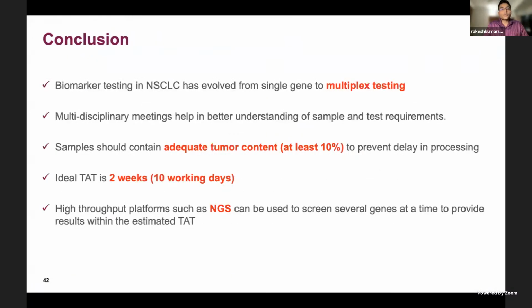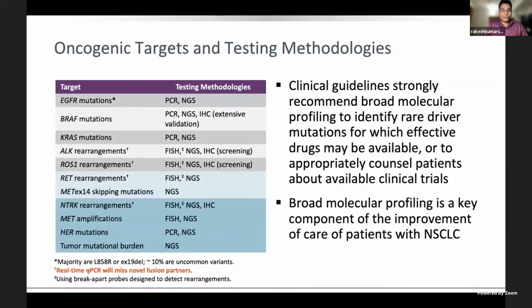So in conclusion, biomarker testing should be recommended in every lung cancer case, particularly in stage 4 disease. Multidisciplinary meetings help in better understanding of sample and test requirements. Samples should contain adequate tumor tissue, at least 10%, to prevent delay in processing. Ideal TAT should be within 2 weeks or less, 10 working days, and NGS should be the preferred modality for detecting various mutations in a single go.